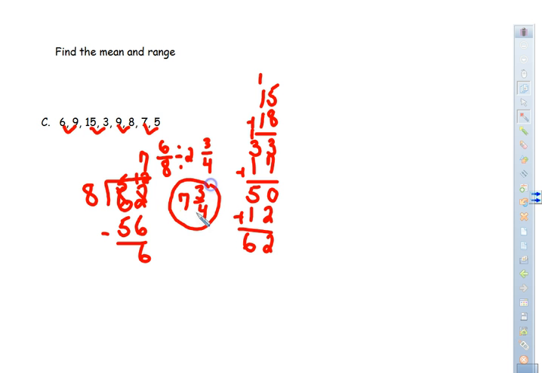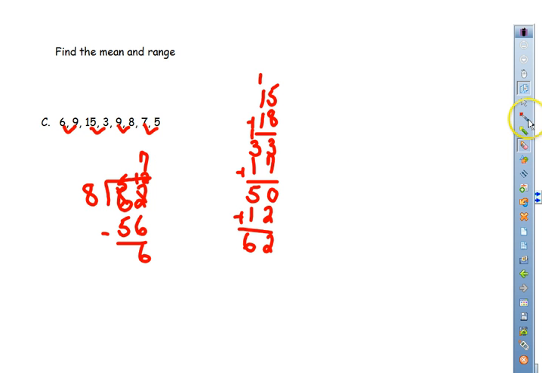Okay. Many of you are still at the stage where you're still writing it as a remainder, like 7 remainder 6. That is one way of doing that, but you're going to find that we do not use remainders when we can simply make it into a fraction just as easily.